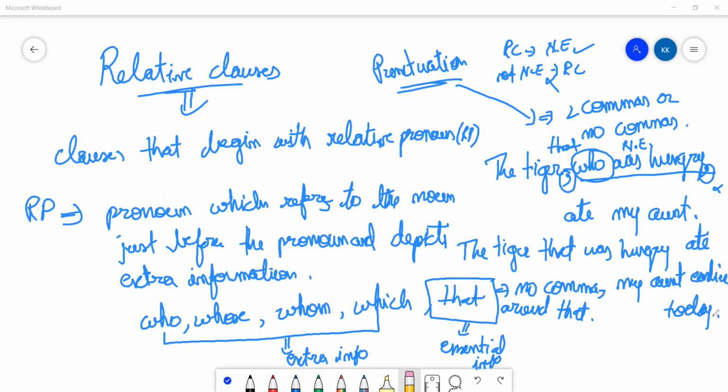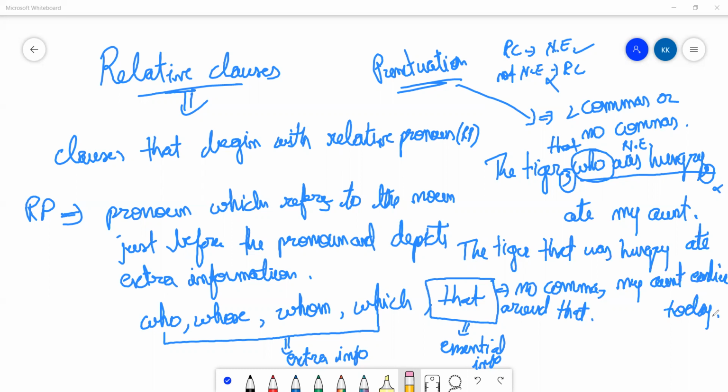Got it? Yes, ma'am. Siddhant, understood? Yes, ma'am. Now this is relative clause. Ma'am, it could be anything in place of earlier today, right? Yeah, anything. I just simply have mentioned it, that's it.